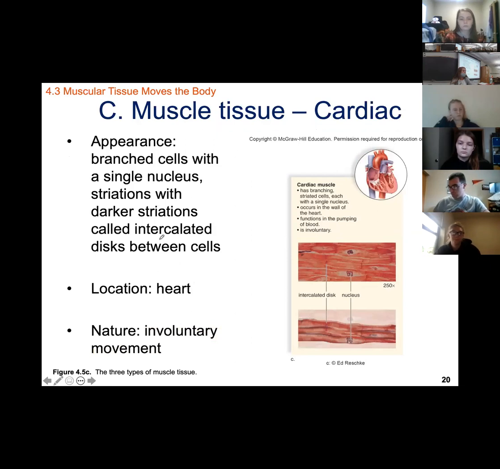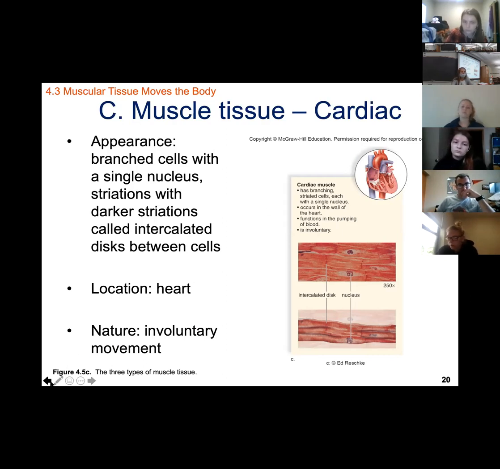And lastly, we have cardiac muscle tissue. So yes, whoever guessed that right was correct. Cardiac appears as branched cells with a single nucleus. It has striations with darker striations, so you've got some different colors here. They're called intercalated discs between the cells. This is the location in the heart. And again, it's an involuntary movement. You're not telling your heart to pump blood to the rest of your body. It's just something that happens. So that's that cardiac muscle tissue.